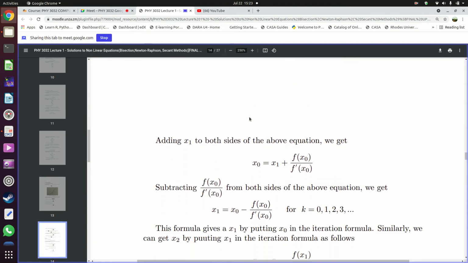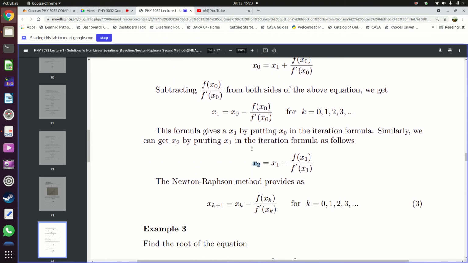Then I'll keep on doing this. So with this x2, I put x2 here. Then I find out what the function of x2 is, and what the value of the derivative is at x2. Then when I do this, I should get x3. Then I get the x3, I put it back in. When I work it out, I should get x4. Then x4, I put it back. I get x5. So basically, you use this formula. This formula is what is referred to as the Newton-Raphson method for finding the root of a nonlinear equation.